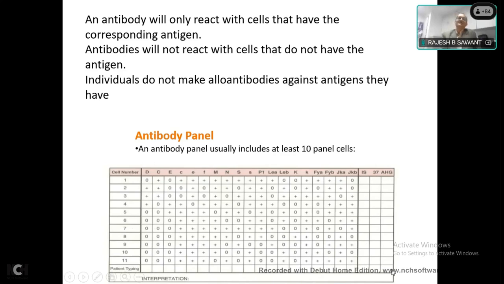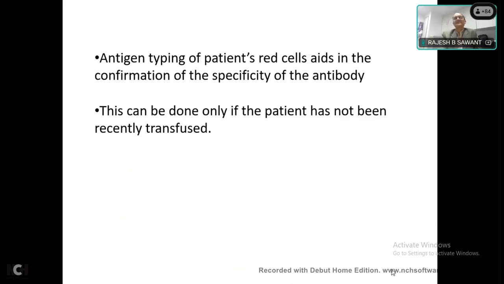So that is how we perform an antibody identification, and then there is an elaborate methodology of crossing out, ruling in and ruling out, etc. I won't go into the details of that, but you just need to be aware so that if you get any such challenging case, maybe you can refer it to a blood center for further resolution, right?